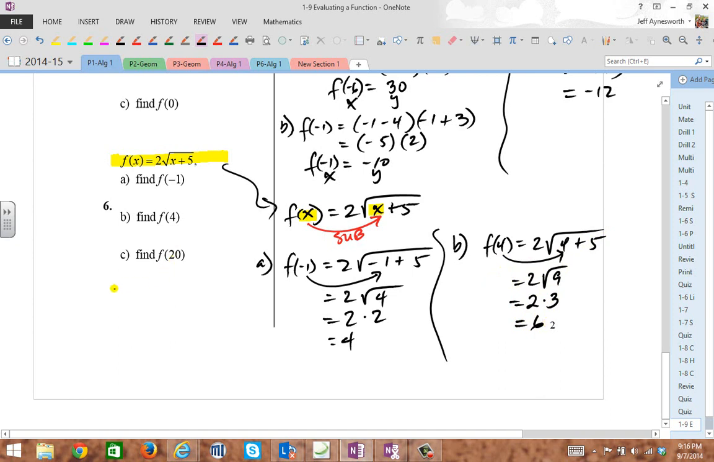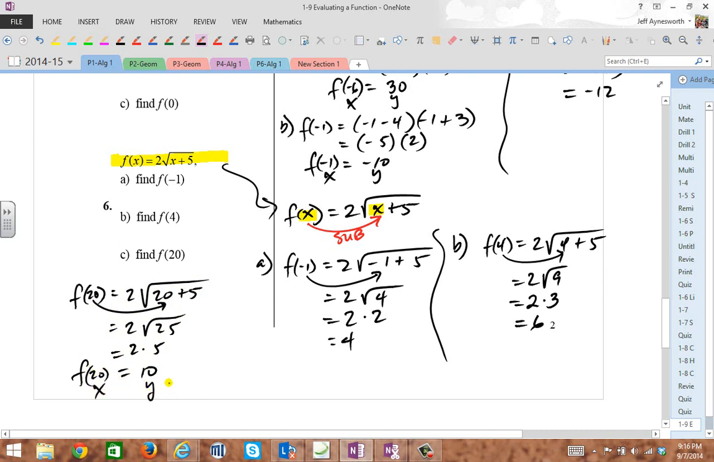All right, last one, f of 20. So we get 2 times the square root of 20 plus 5. Substitute the 20 in, and you get 2 times the square root of 25. Everybody tell the person next to you what the square root of 25 is. That's right, it's 5, so you get 2 times 5, and that is 10. So f of 20 is 10, which means when x is 20, y is 10.